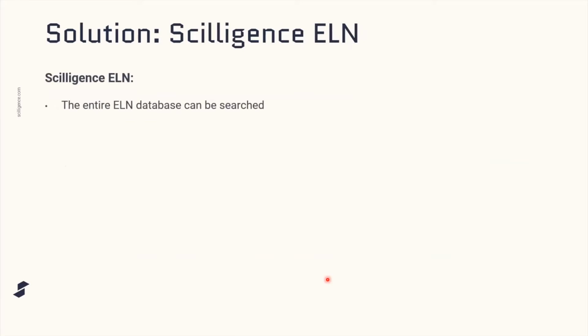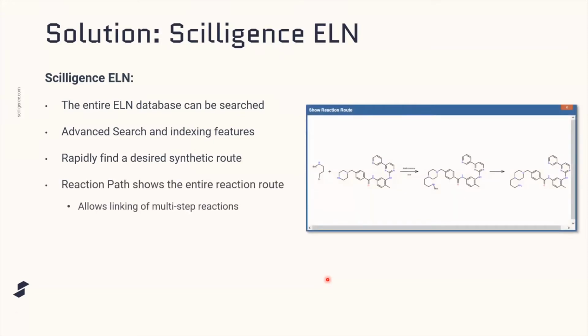So as I mentioned, we have a very powerful search engine. Everything in our ELN is indexed, including attachments, which, if they have live structures in them, are also indexed. And the entire database can be searched relatively rapidly. We have, as I said, advanced searching and indexing. You can rapidly find a desired synthetic route.